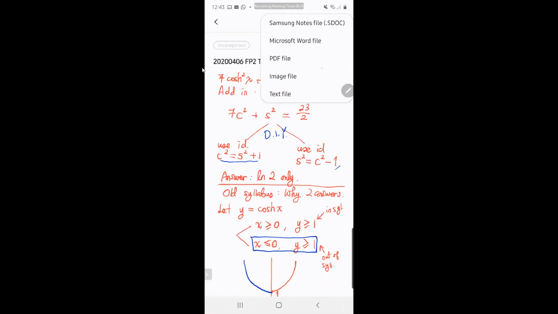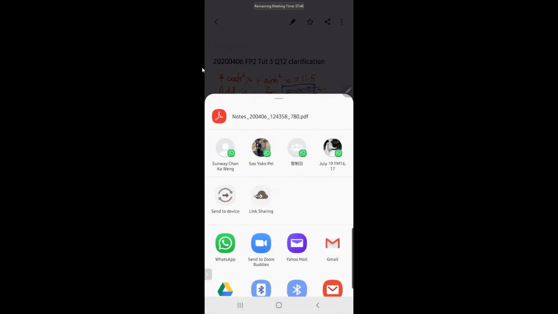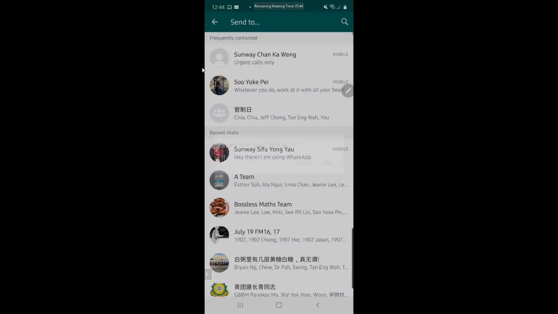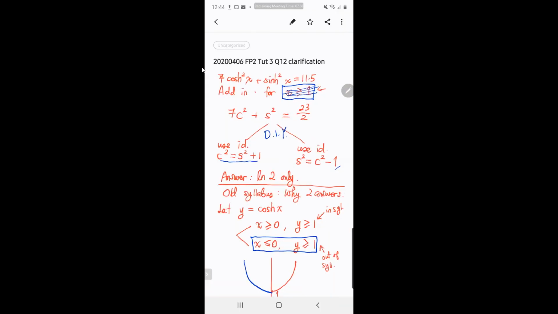I share this file first. You all prefer me to share as image or PDF? Both are fine, sir. So which one would save more space in your phone? Maybe PDF will do. PDF, yeah, PDF is better. Okay, then I send PDF. Okay, so now we will move on to the class today. Thank you, sir.